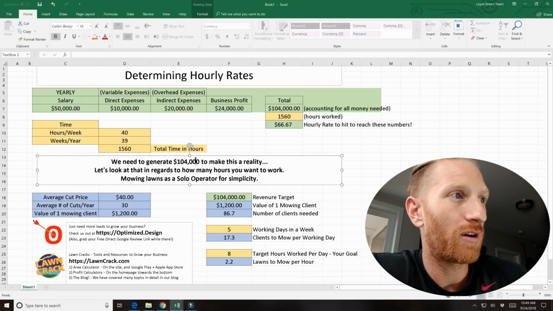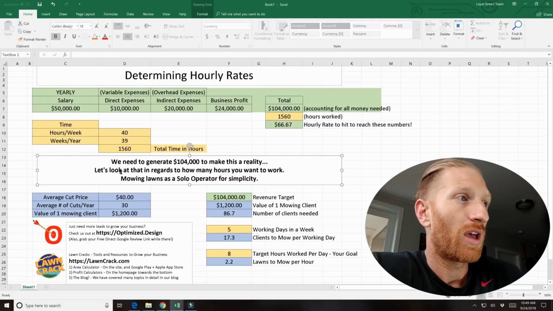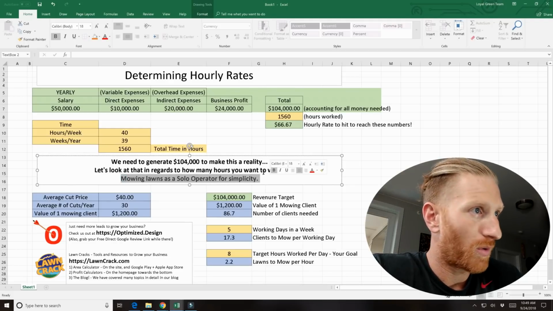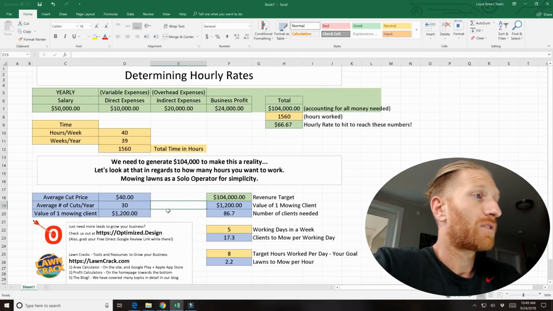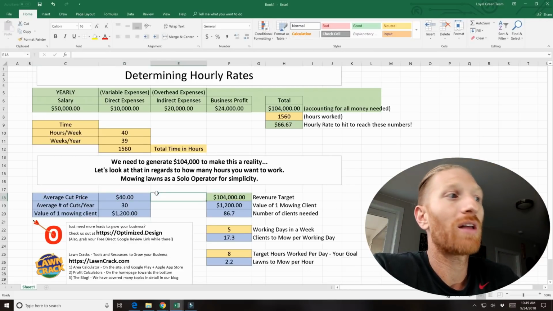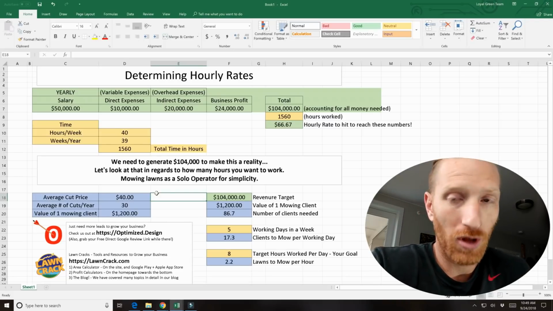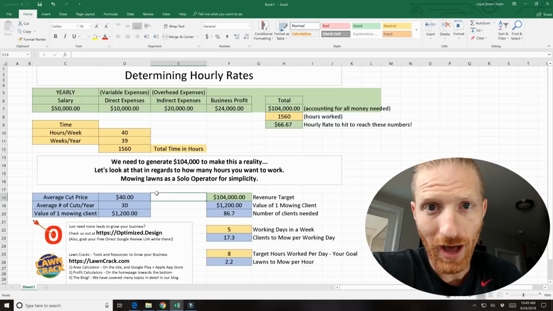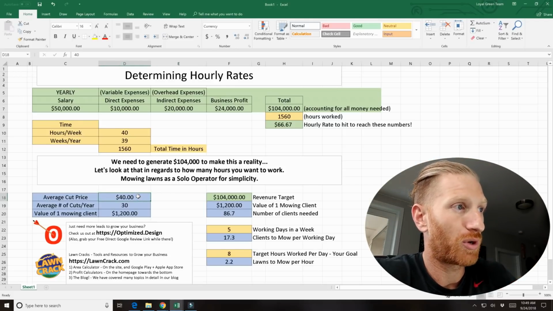Okay, so let's come down to the bottom half of the sheet here. We need to generate $104,000 to make this a reality. Let's look at that in regards to how many hours you want to work. And we're just doing this as a solo mowing operator to make it easier to understand. So average cut price, let's just say $40. If you took all the customers you had, maybe lawns in your area, typically $40 is going to be the average price. What's the average price? Put it in here. How many times do you cut them a year?